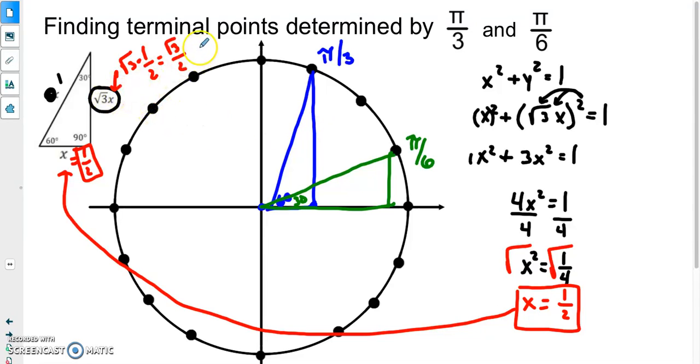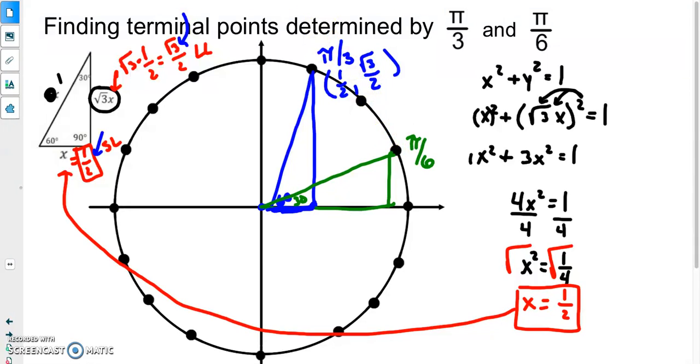Anytime I have the long leg, let's label this one short leg, long leg. My long leg is radical 3 over 2. How do you remember this? Well, it's just a kind of trick. Even though it's radical 3, 3 is bigger than 1. So your long leg has radical 3 over 2 in it. Alright, so if I'm looking at this blue triangle underneath there, I have a short leg as an x value. That would be 1/2. The short leg is always 1/2. The long leg as a y value, that's radical 3 over 2.